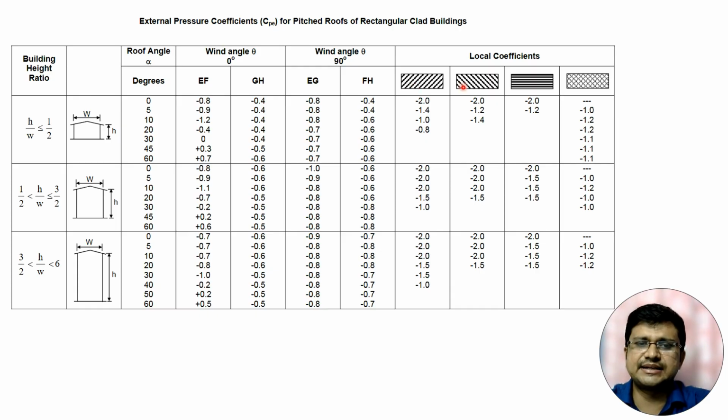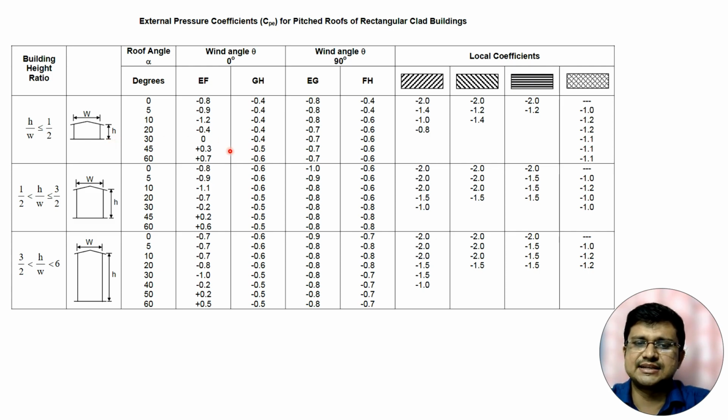Now, this is the table of external pressure coefficient for pitched roof of rectangular clad buildings. Here I have already mentioned that W is the shorter edge of a particular industrial shed building, and H is the eave height, not up to the ridge. H is the eave height.